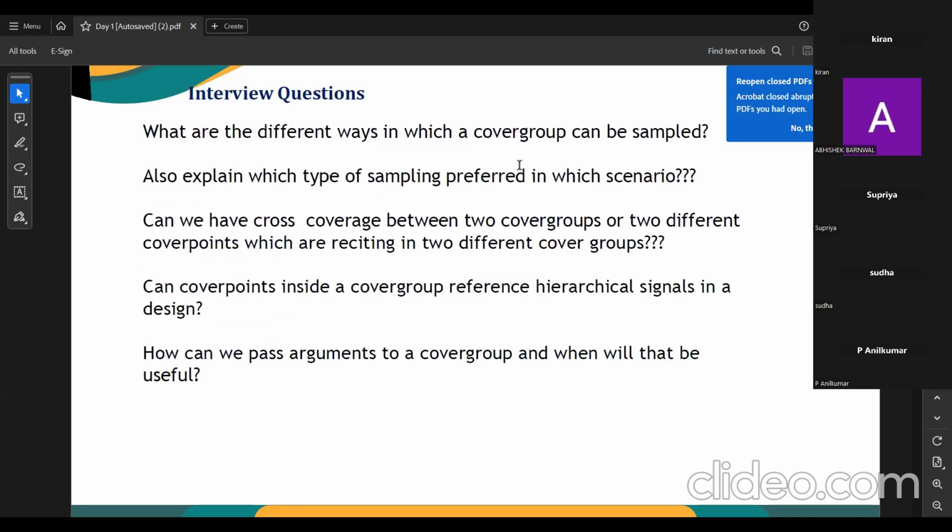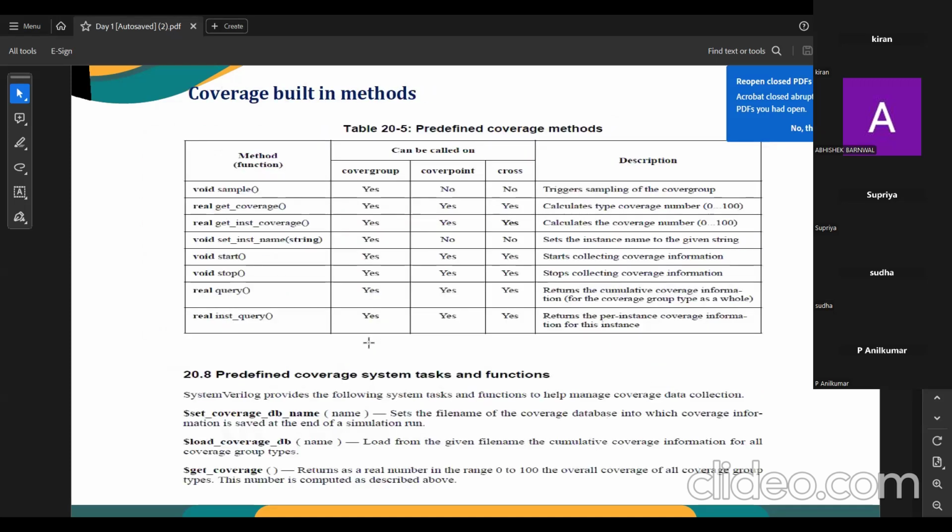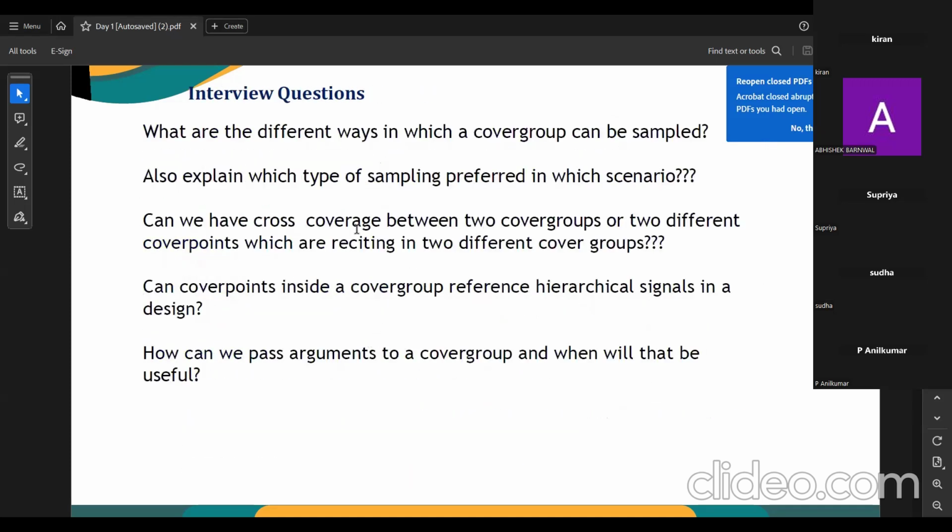Actually, we have taken that question, I guess. Okay. Can we have the cross coverage between two cover groups, or two different cover points which are residing in two different cover groups? So you guys just go through this session. There we had already discussed why we don't want to do the cross, why it is not possible. So for all those interview questions, whatever session was there, just concentrate on that.